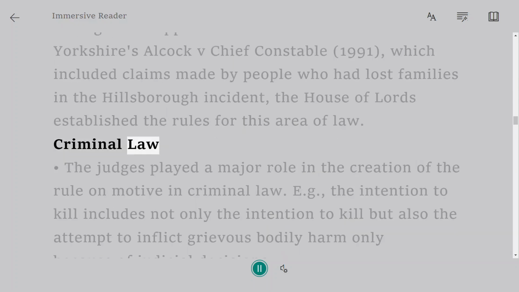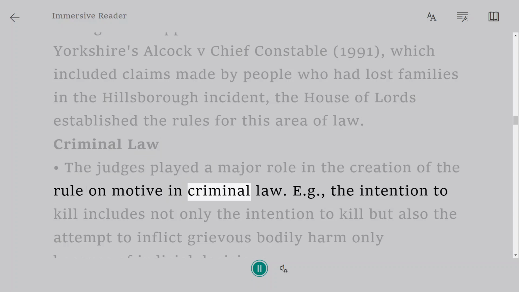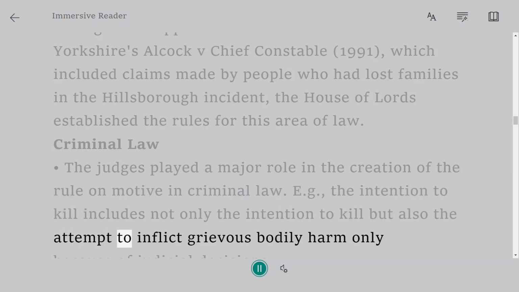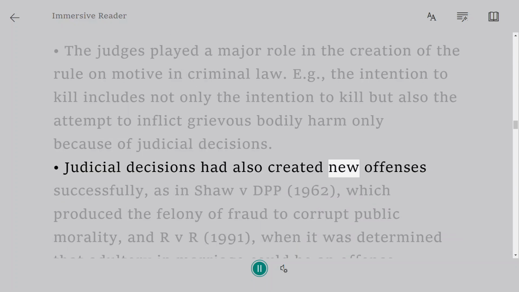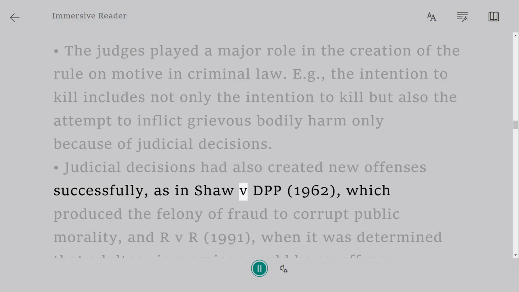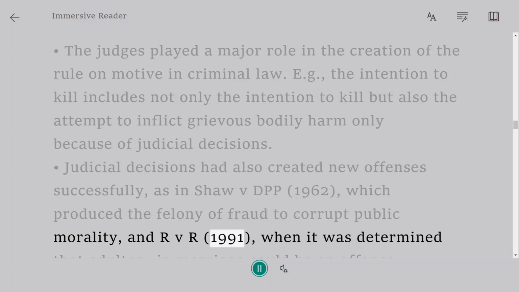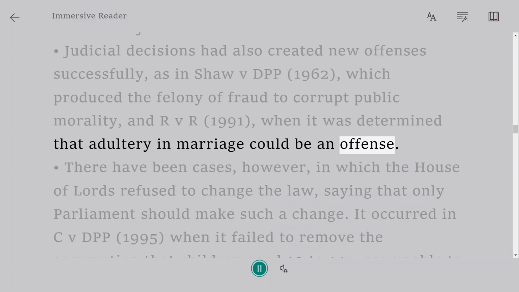Criminal law. The judges played a major role in the creation of the rule on motive in criminal law. E.g., the intention to kill includes not only the intention to kill but also the intention to inflict grievous bodily harm, only because of judicial decisions. Judicial decisions have also created new offenses, as in Shaw v. DPP, 1962, which produced the offense of conspiracy to corrupt public morals, and R v. R, 1991, when it was determined that rape in marriage could be an offense.